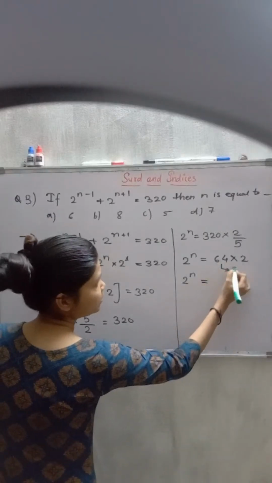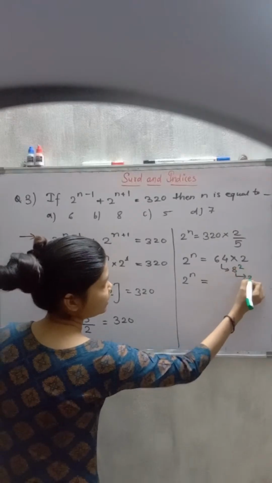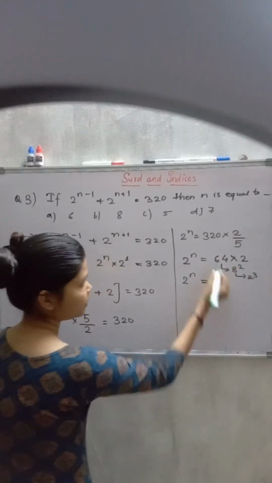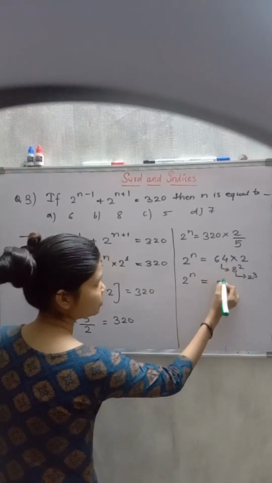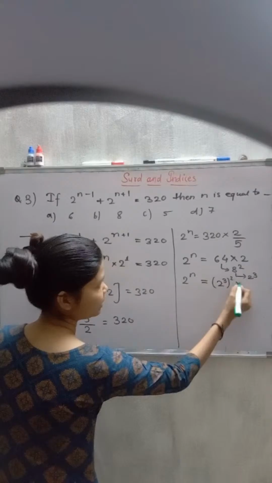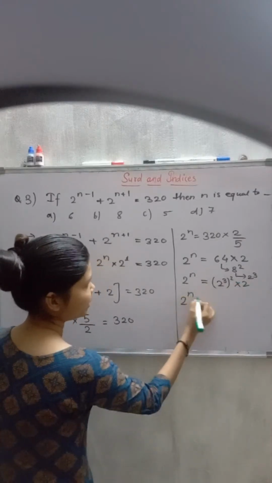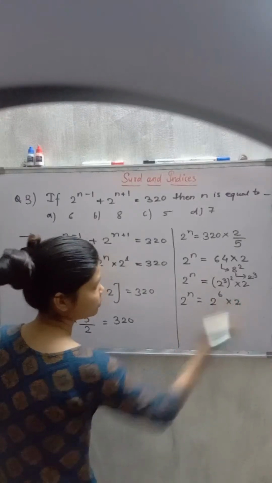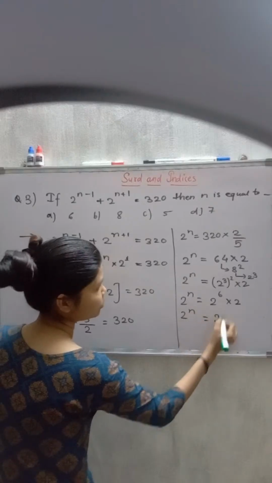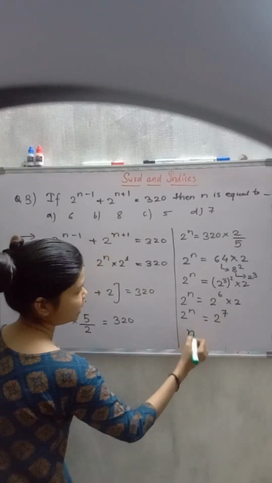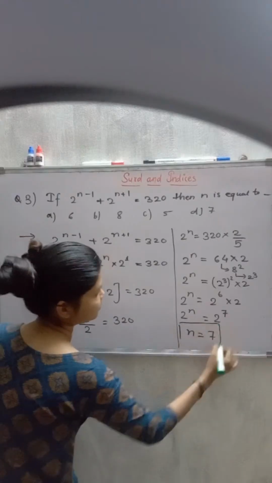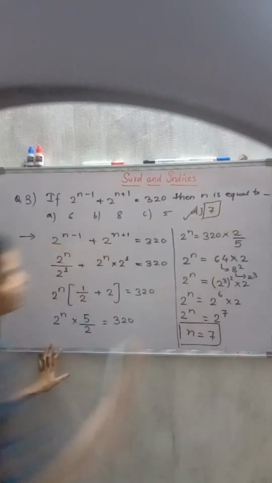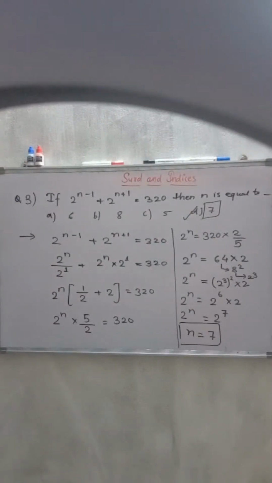It is 8 square, and 8 is 2 cube. So we can write this 64 as 2 cube whole square into 2. 2 raised to n equal to 2 raised to 6 into 2. 2 raised to n equal to 2 raised to 7. So n equal to 7. Option D is the correct answer. Now, next question number 4.